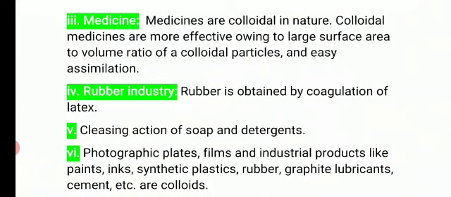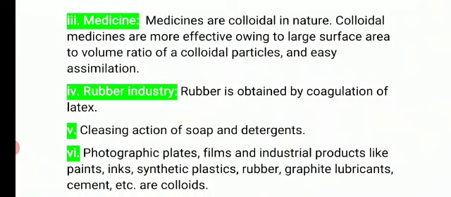Next one is in medicine. Generally, medicines are colloidal in nature. Most medicines are colloidal in nature, in fact. How? Colloidal medicines are more effective owing to the large surface area to volume ratio of a colloidal particle, and easy assimilation. Understood? Generally these medicines are based on colloidal nature, where they provide a large surface area, so the medicine works more effectively. So that is the application in medicine of a colloidal particle.